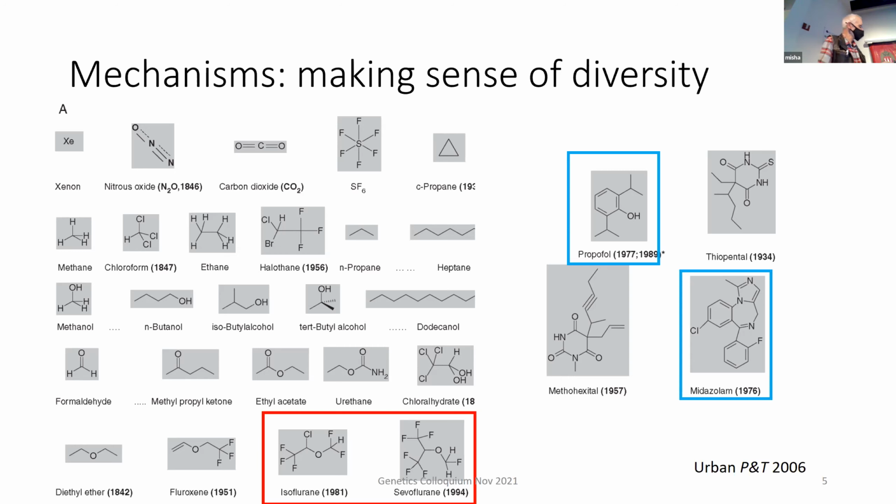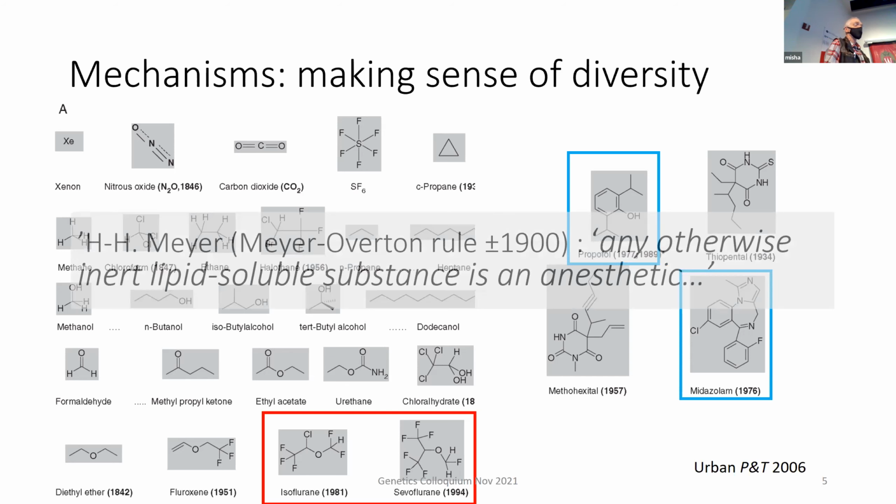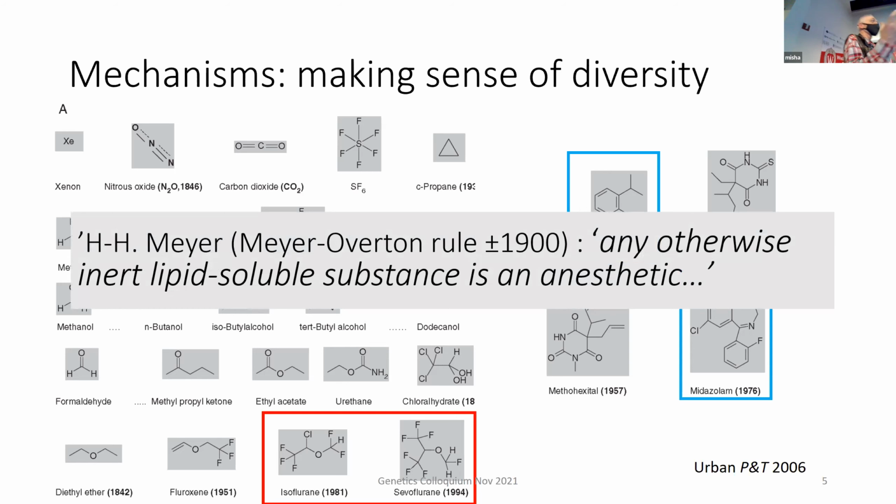Because of this diversity of structures, one of the first sentences many of you will face in pharmacology textbooks is a quote from Hans Horst Meyer, from the Meyer-Overton rule. You may have heard about it. It was formulated around 1900, and he said that any otherwise inert lipid-soluble substance is an anesthetic. And this was a dictum.